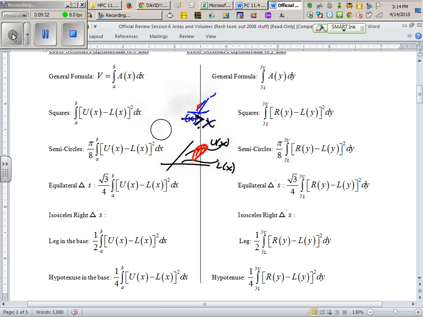Let's draw those two so we can distinguish them. So imagine an isosceles right triangle. What is an isosceles right triangle? What is that thing?